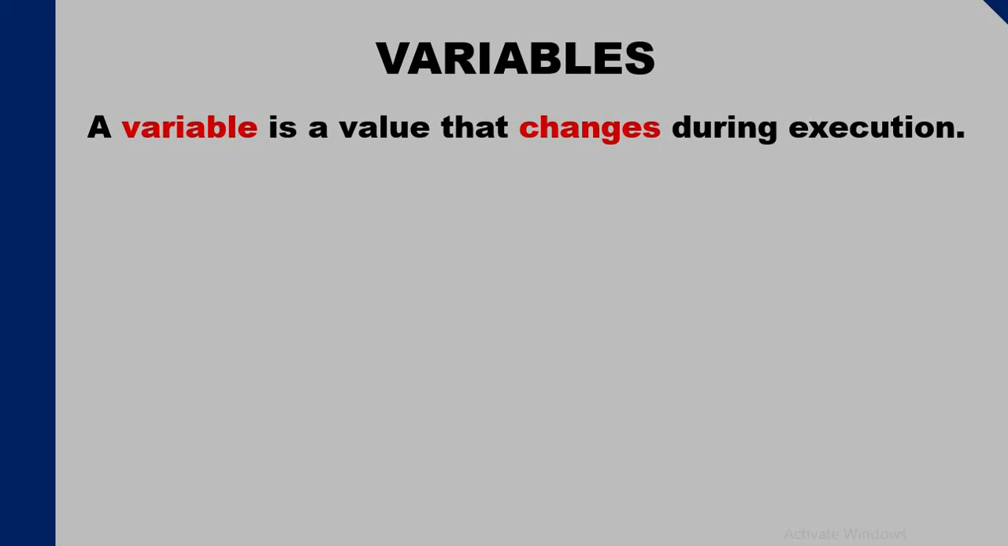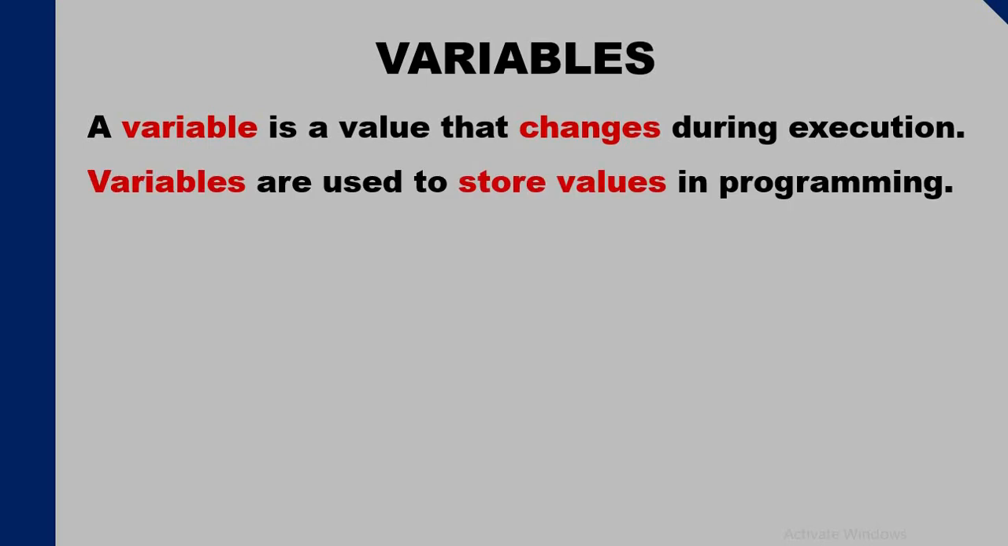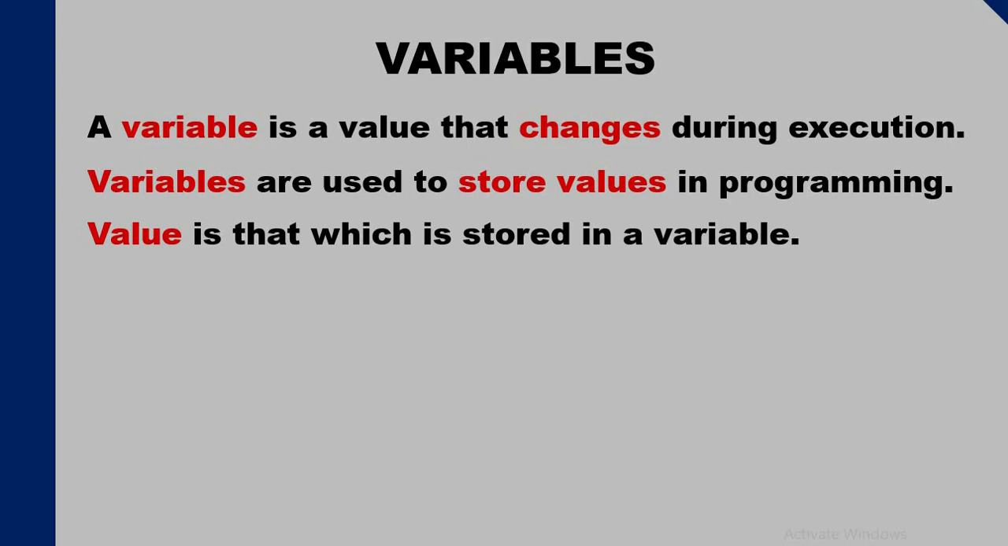For example, you write a code and you want to run your code to see the results of what you have done. That period of running is called execution. Variables are used to store values in programming. A value is that which is stored in a variable.